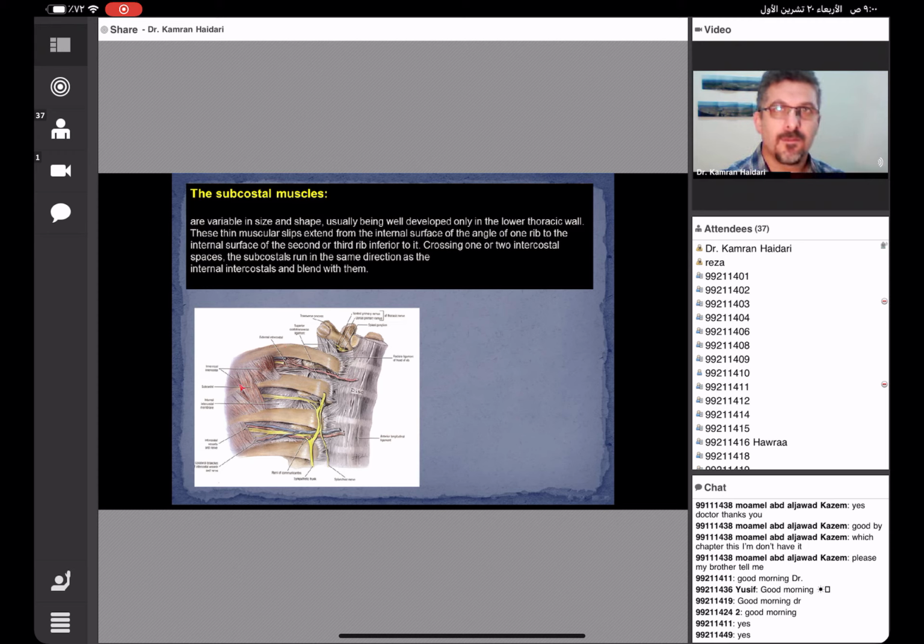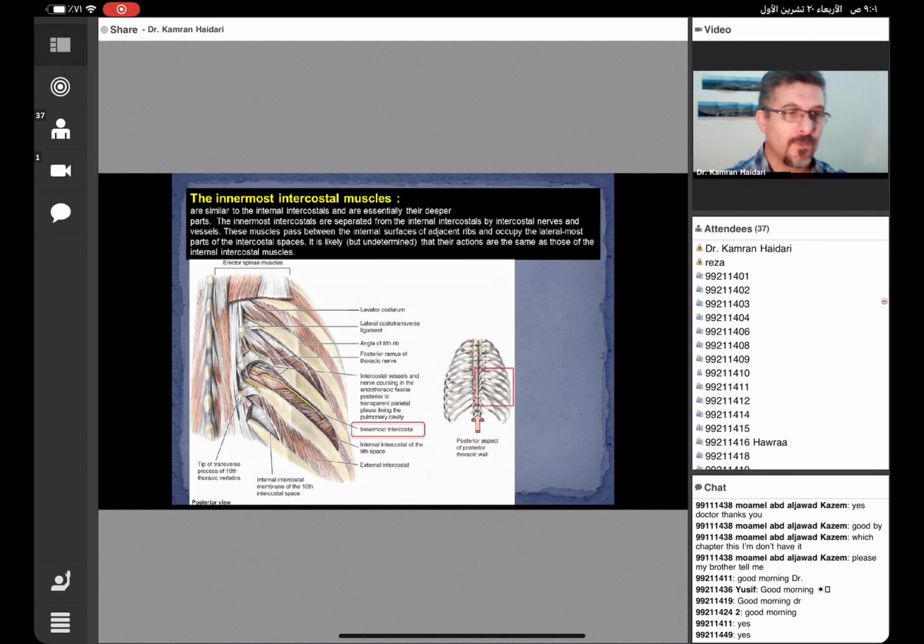As you see in this picture, direction of the muscular fibers in this muscle is the same with internal intercostal and innermost intercostal. All of them are the same, the direction of the muscular fibers. And sometimes this muscle blends with internal intercostal and innermost intercostal muscle.